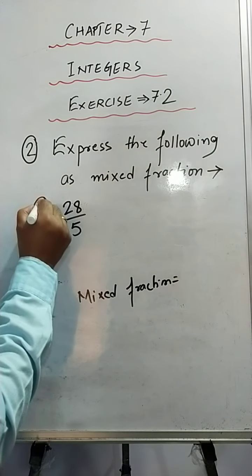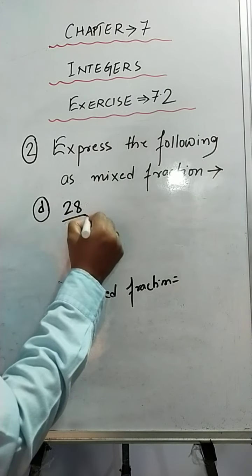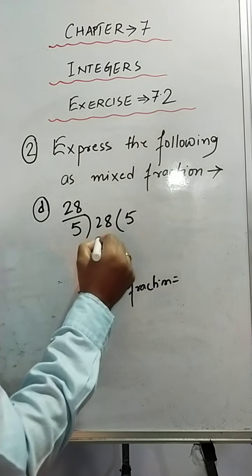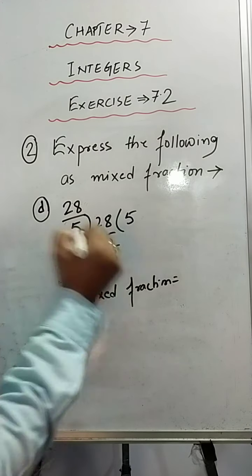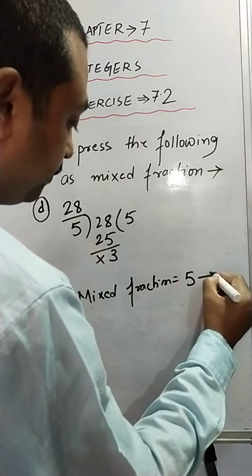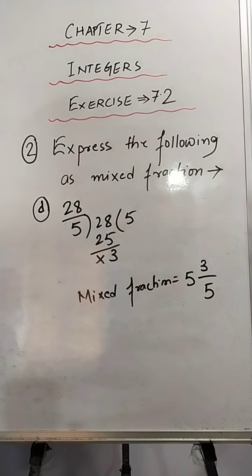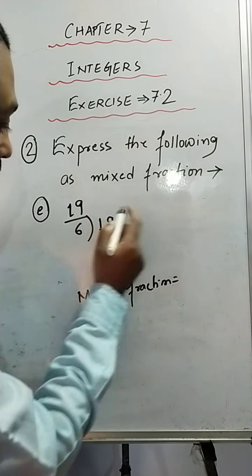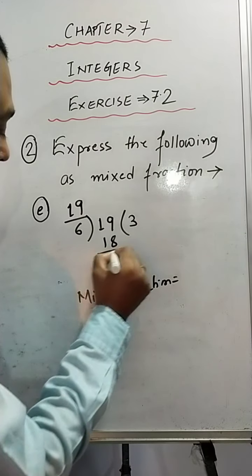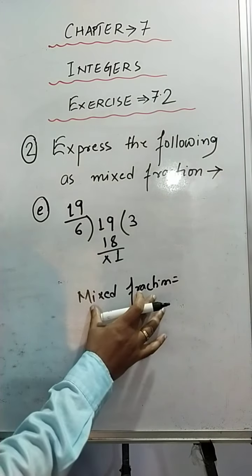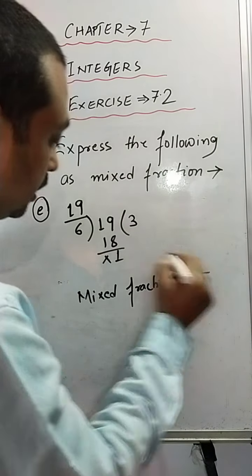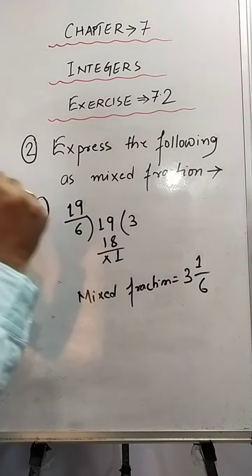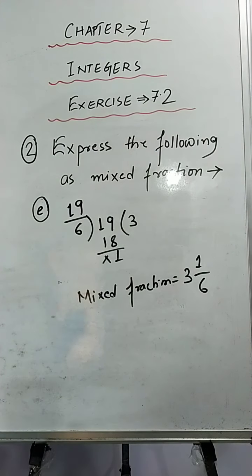In sum number D, we have 28 by 5. So let us divide this. 5 5s are 25. Difference 3. So the required mixed fraction is 5 3 by 5. Okay, now let's move on to sum number E, students. Question number E is 19 by 6. So let's divide this. 6 3s are 18. The difference would be 1. So your required mixed fraction would be 3 1 upon 6. Okay, so this is your solution of sum number E.